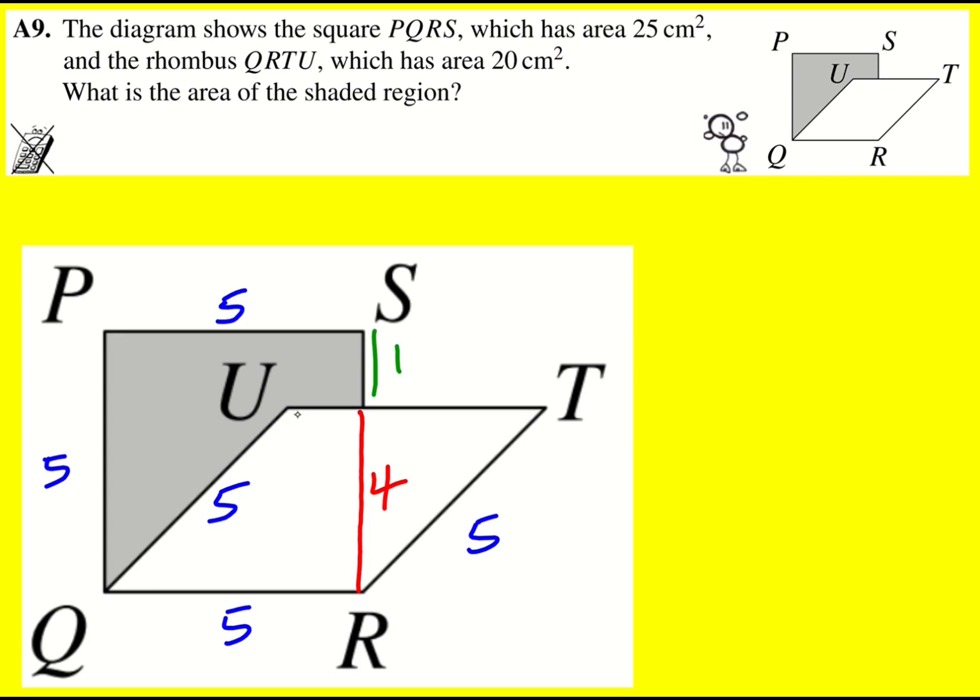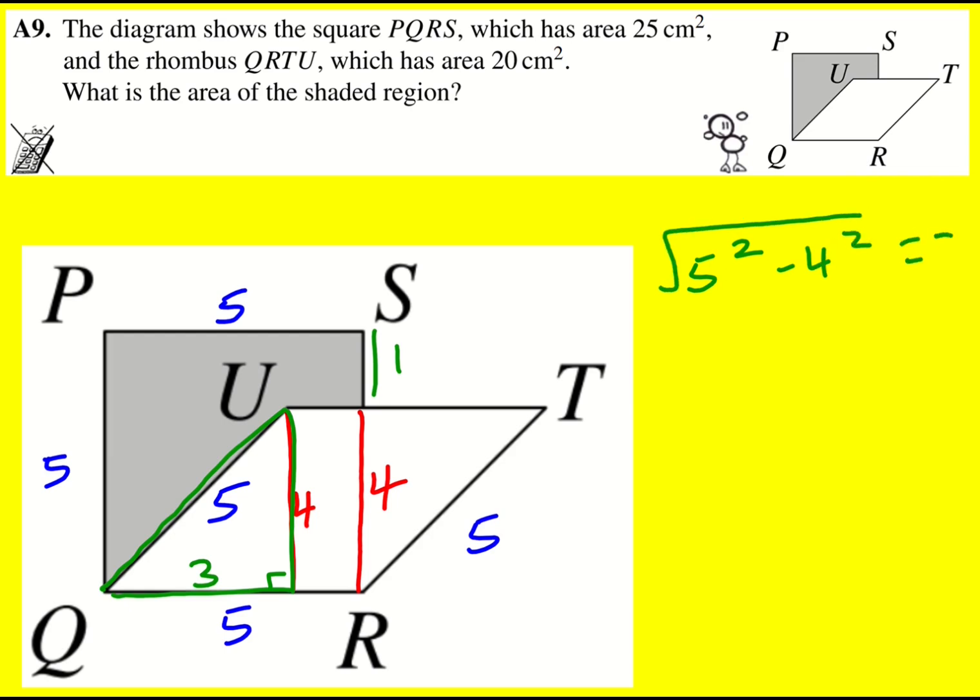So if that length is 4, then I can draw a line going parallel to it, which is also 4, because that is also the height, and that is the key bit in this question, because I can focus on this triangle now, which is a 3, 4, 5 triangle. This length is going to be 3. If you don't see that straight away, then you can apply Pythagoras' theorem, 5 squared minus 4 squared, square rooted, which will give you 3. And that tells us everything we need.